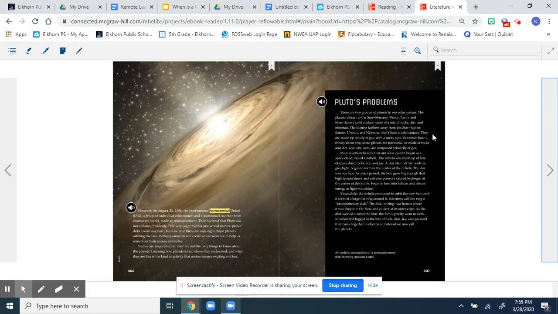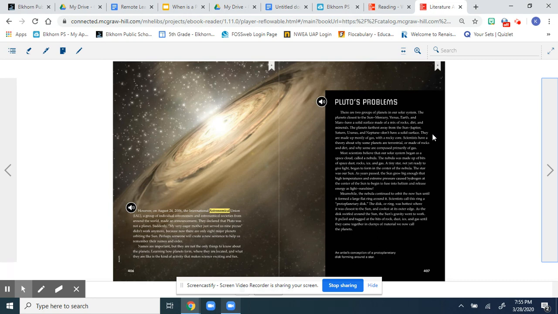All right, so we're going to start on 407. It's called Pluto's Problems. It says there are 2 groups of planets in our solar system. The planets closest to the sun, Mercury, Venus, Earth, and Mars, have a solid surface made of a mix of rocks, dirt, and minerals. The planets farthest away from the sun, Jupiter, Saturn, Uranus, and Neptune, don't have a solid surface. They are made up mostly of gas with a rocky core.